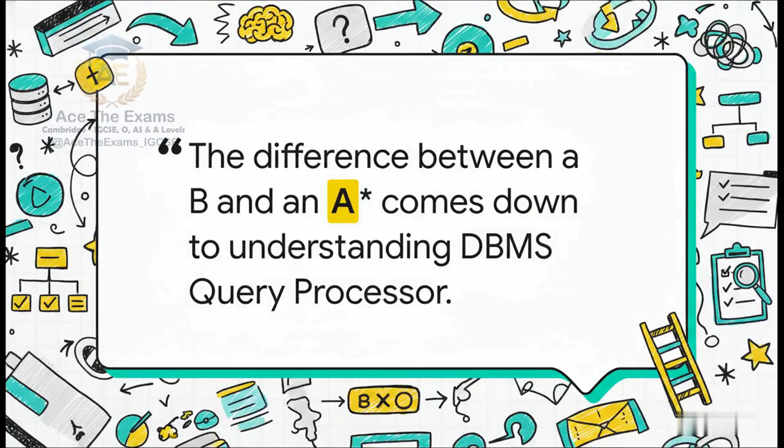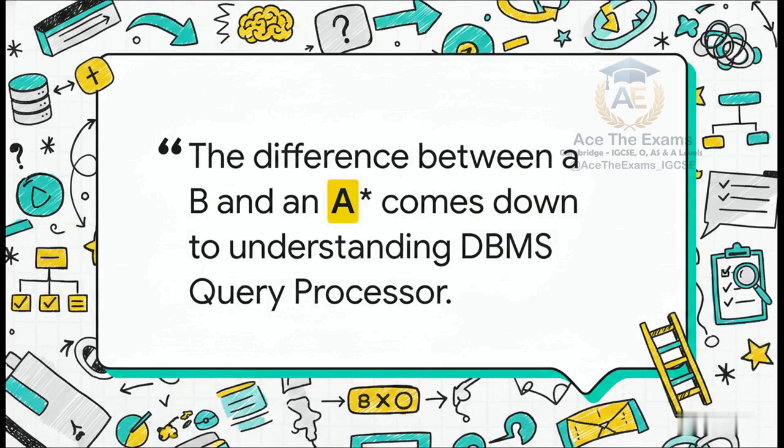Now, why are we focusing so heavily on the query processor today? Because we managed to intercept a direct piece of intel from senior examiners. They explicitly noted that the difference between a B and an A star in computer science often comes down to how well you understand this exact topic. Let that sink in for a second. This isn't just another bullet point on the syllabus. This is the gatekeeper to the top grades.